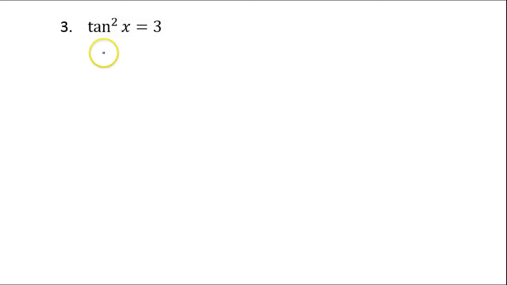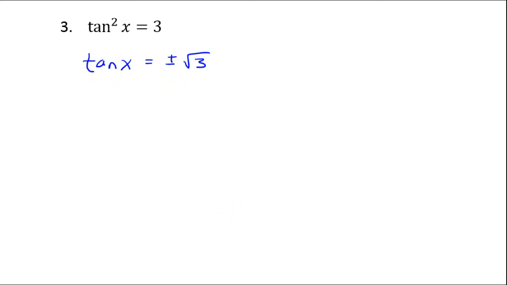Looking at number 3, it seems like all we have to do is take the square root of both sides. So if I take the square root of both sides here, I'm going to get tangent x is equal to plus or minus the square root of 3. Don't forget, when you take the square root of both sides, the solution is positive or negative. So the question is, where is the tangent the square root of 3?